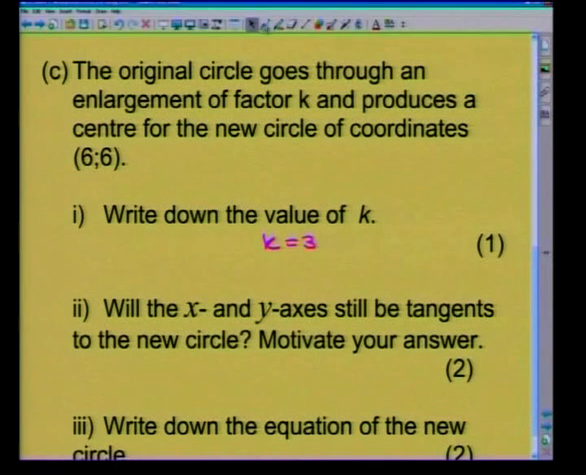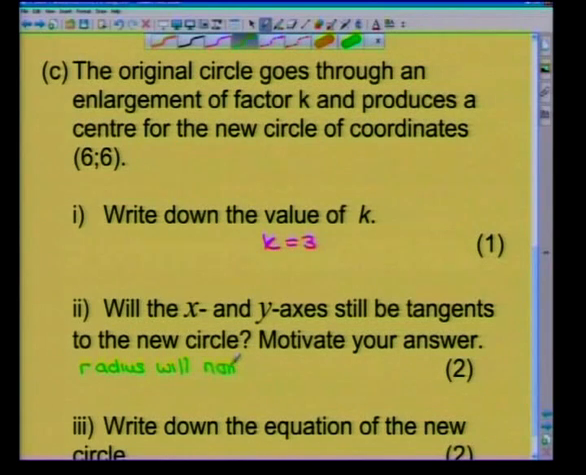Right, so going down here then, motivate your answer. Well, that's easy enough to do. You could say, I know that the radius will now be 6, as it has been factored by 3.